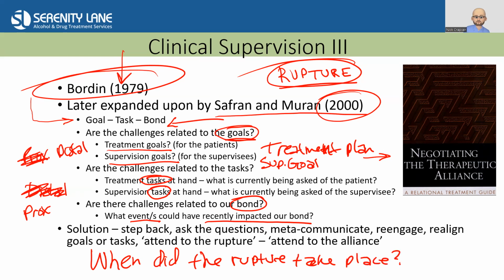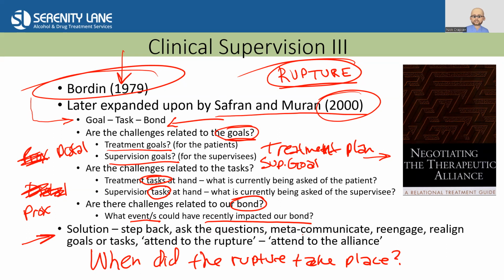And based on that, did the rupture take place after the treatment plan? Did the rupture take place in our last session? Was it something that was said that made the rupture take place? Based on that information, you can sort of tell what the rupture was. And the advice and the solution is the same for all of it. The solution's right here. Step back, ask the questions, meta communicate. Meta communicate just means communicate about the communication.